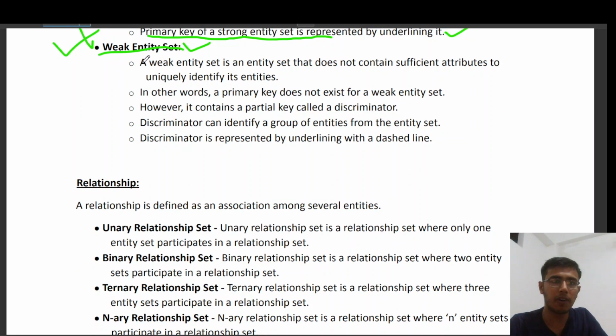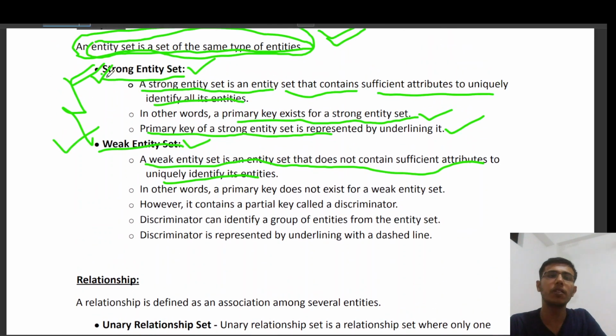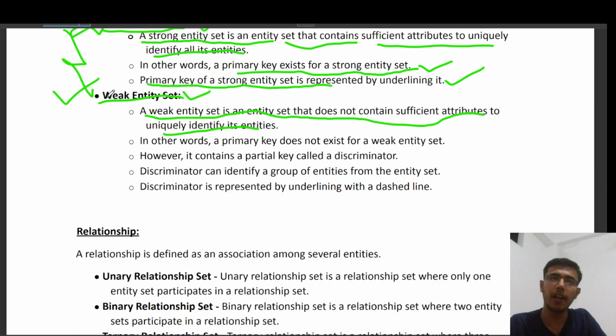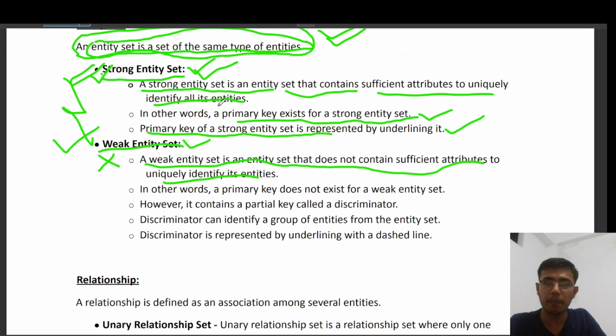What is a weak entity set? A weak entity set is an entity set that does not contain sufficient attributes to uniquely identify its entities. So you can uniquely identify a strong entity, whereas you cannot uniquely identify a weak entity. A primary key exists for a strong entity set, while in a weak entity set, a primary key does not exist.